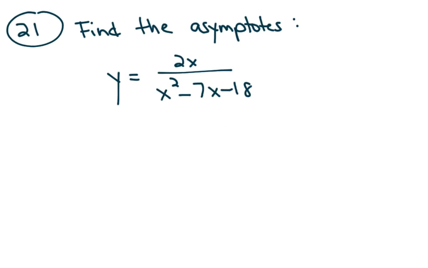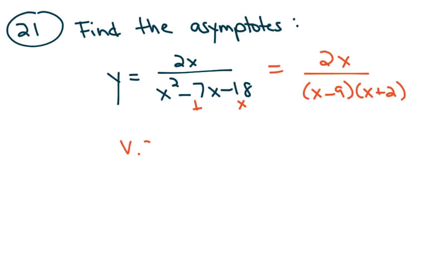because if you plug it back into the original problem, you cannot take the log of a negative. In problem 21, I want to find the asymptotes of this rational equation, 2x over x squared minus 7x minus 18. First, if you can factor the numerator or denominator, you do it. The two numbers that multiply to give you negative 18, but add to give you negative 7 are negative 9 and positive 2. The vertical asymptotes are the values of x that make the denominator equal to 0. In other words, do the zero product property on the denominator. So x is going to equal 9 and negative 2.